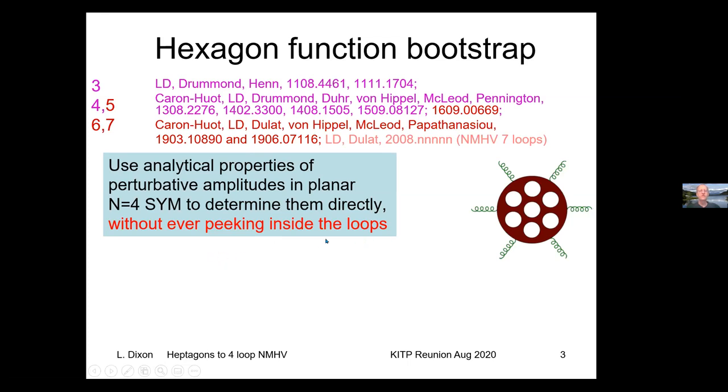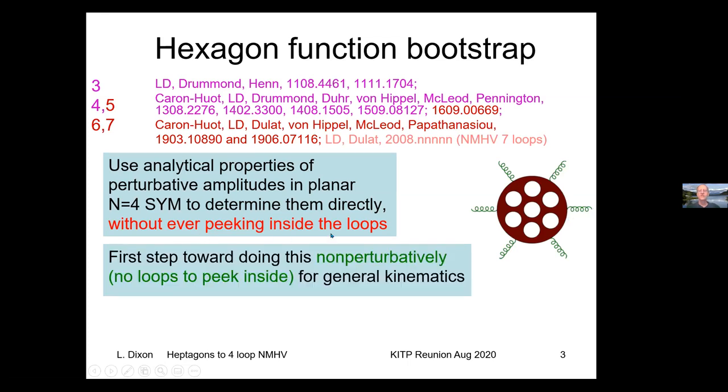So, we do all this without ever inspecting or touching any loop integrand, but just writing down what we expect the functions to be after integrating over all the loop momenta. The less we can inspect the loop integrand, the less reliance there is on the order in the loop expansion, the more chance we have of being able to do this sort of thing non-perturbatively for general kinematics.